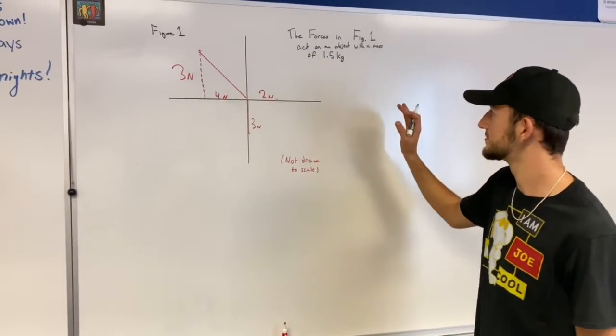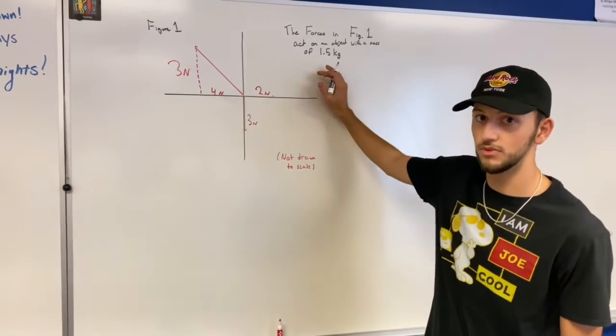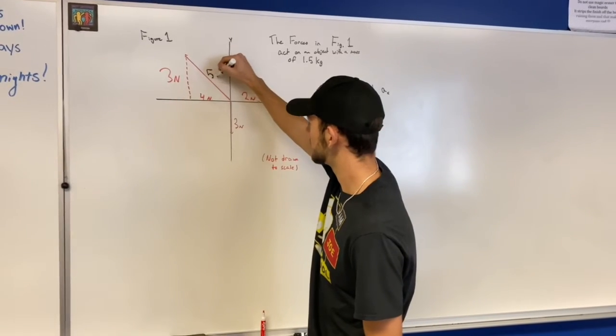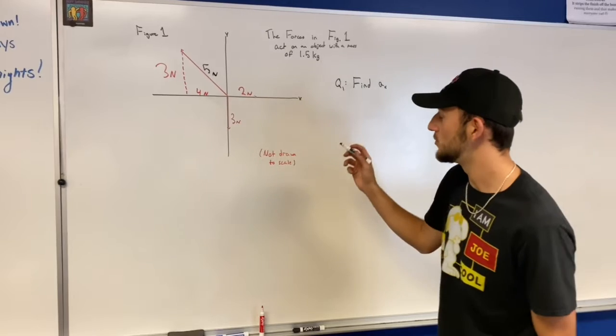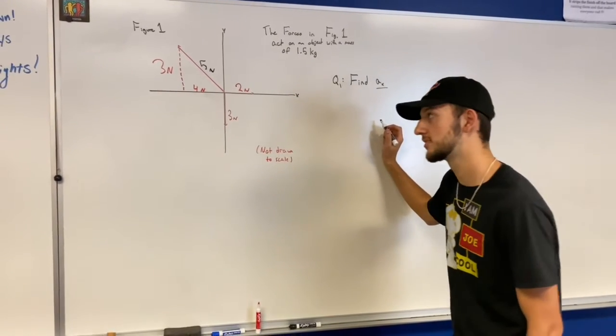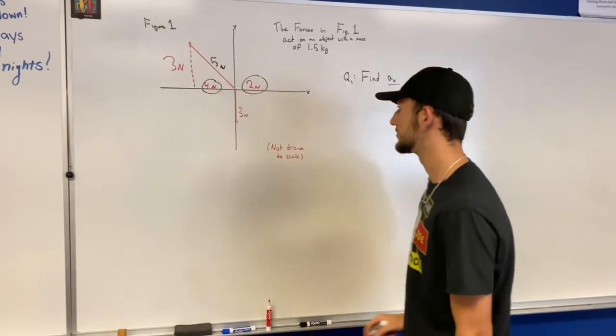So the forces in figure 1, as shown, act on an object with a mass of 1.5 kilograms. And so we have a force here of 5 newtons. Not necessary, but cool to point out. And what we know is that we're looking for acceleration in the x direction. So we're really only looking here and here.